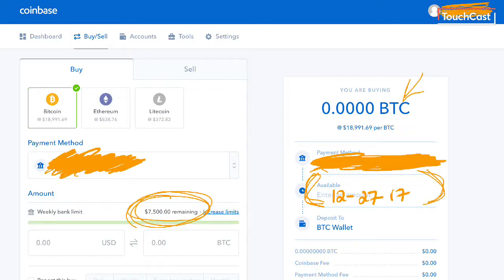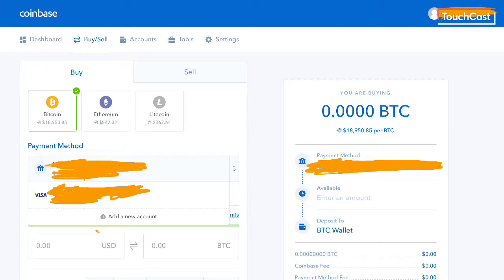So what you'll do is, I can't show you this part, but if you go on there and add the account, I can show that part. Let me get you that page. You should be able to do it under accounts. I'm sorry, it's not under accounts, it's still under buy and sell. Under the payment method, that's where you're going to click on add new account, and that's where you can add a debit card. As you can see, mine is here.